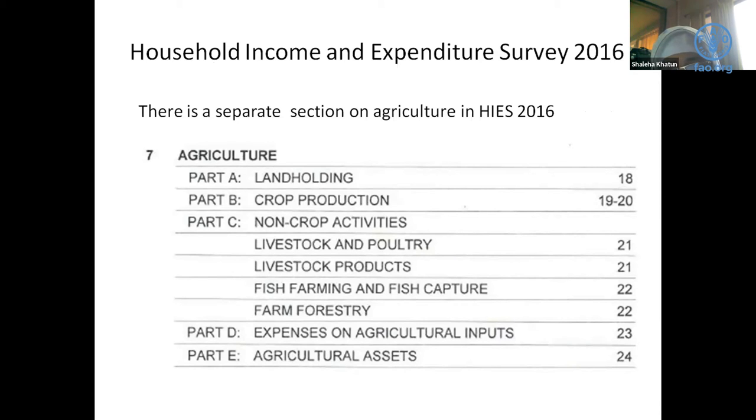We have crop production. We have livestock and poultry production, and fish farming, fish capture, also farm forestry. And there is some information on cost of production also. Maybe it is not complete, but the problem is the labor days are absent in this data set. So this may not be the national estimate, but we can use it as a proxy for comparing the indicators. So I have a very brief presentation about the data gaps. If you have any comments or suggestions or questions, please continue.